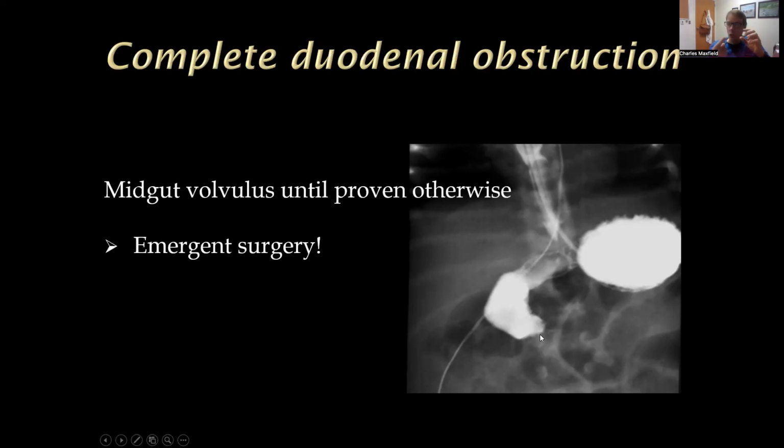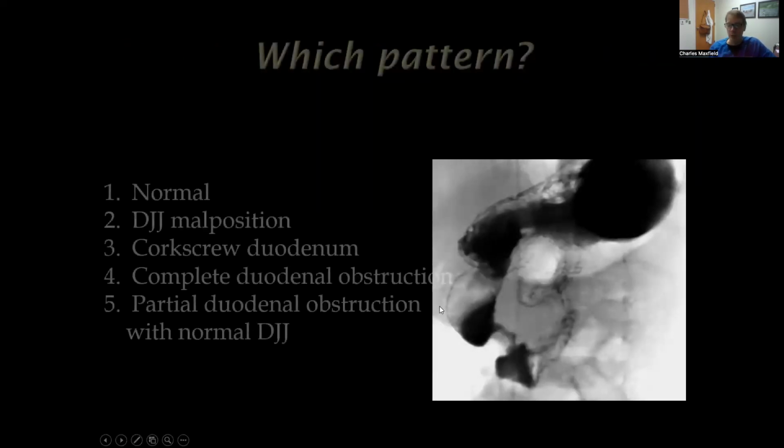I just showed you the corkscrew, right? You take that corkscrew duodenum and you twist it more. You twist it an additional 180 degrees. You're going to squeeze off the lumen altogether. That's what we're seeing here, a lumen that's completely closed off and squeezed off by the twist. So this complete duodenal obstruction, like the corkscrew duodenum, equals midgut volvulus, and the child needs to be rushed to the operating room really quickly.